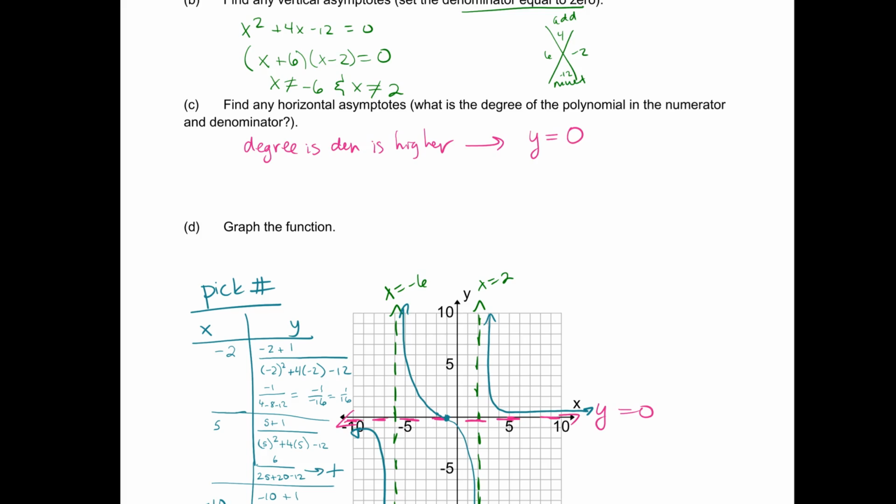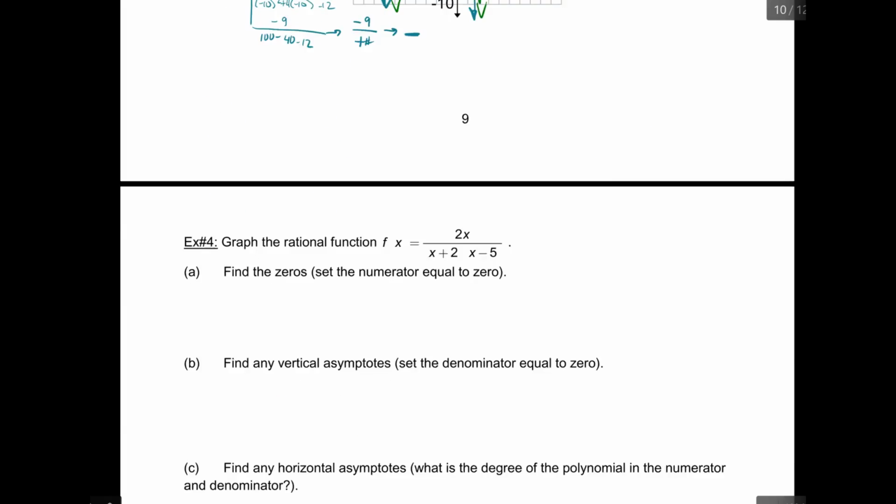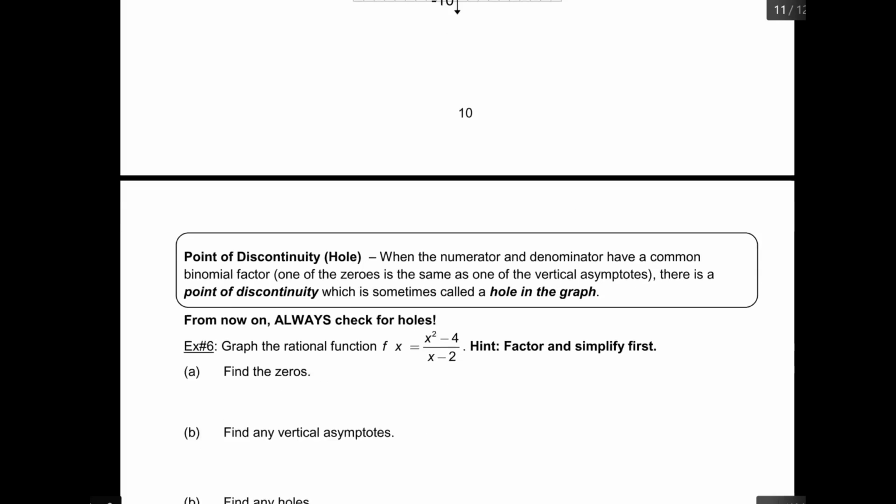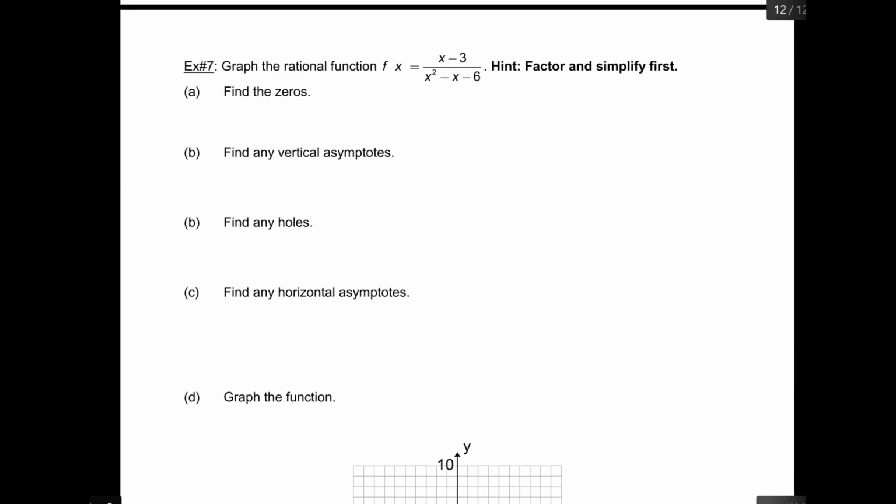So we did that. We're not doing oblique. Okay. Make sure I have enough time to try one of these at least.